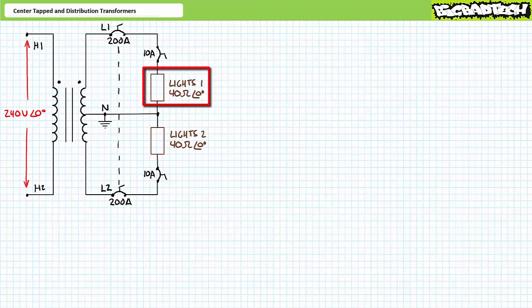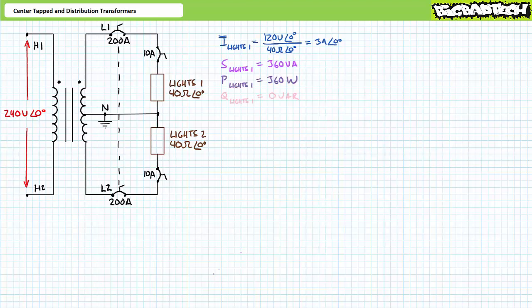Consider the lighting in one section of a house modeled as a purely resistive 40 ohm load on L1, and lighting in another section of the same house also modeled as a purely resistive 40 ohm load on L2. Both these loads are serviced by 10 amp circuit breakers on the hot or high side of the given phase. An application of Ohm's law solving for current demonstrates the first lighting load draws 3 amps at an angle of 0 degrees. A subsequent application of the AC power formula demonstrates the first lighting load consumes 360 volt amperes of apparent power, of which 360 watts is directed towards real power and 0 VARs is directed towards a reactive interchange.